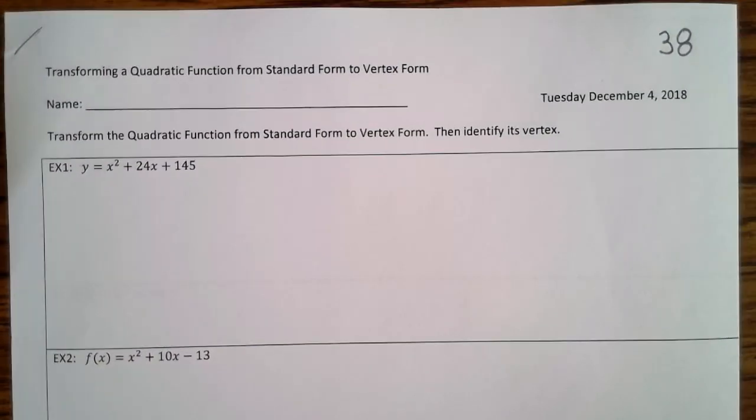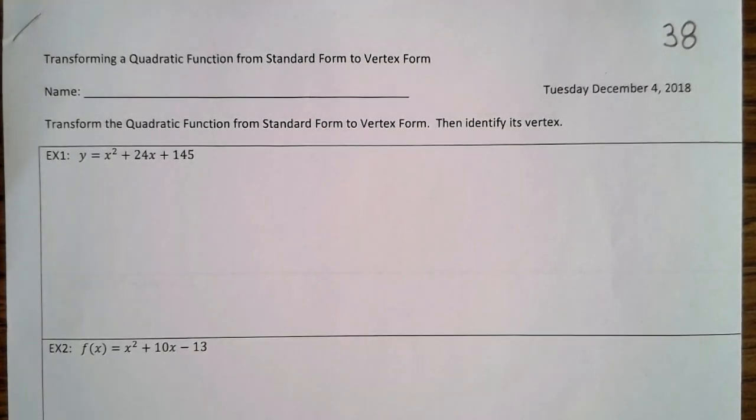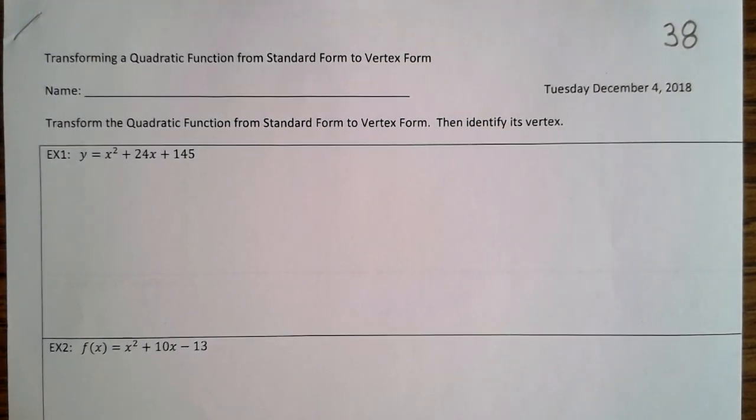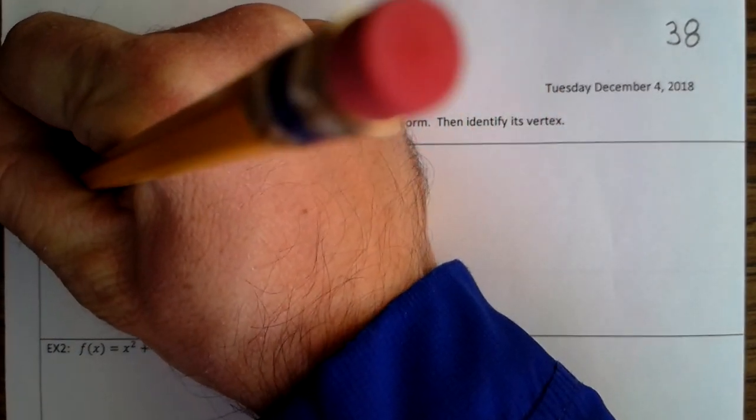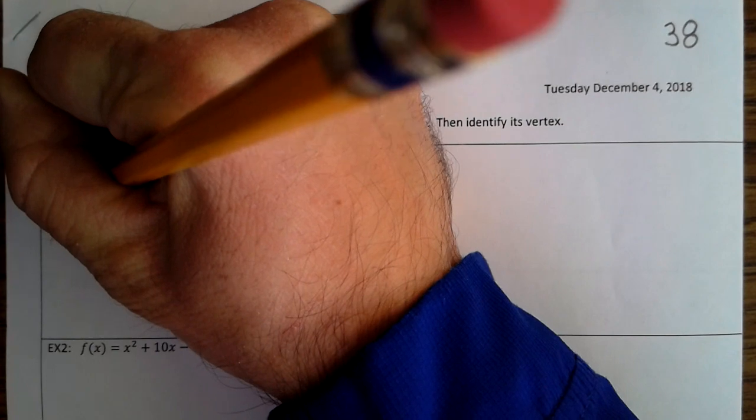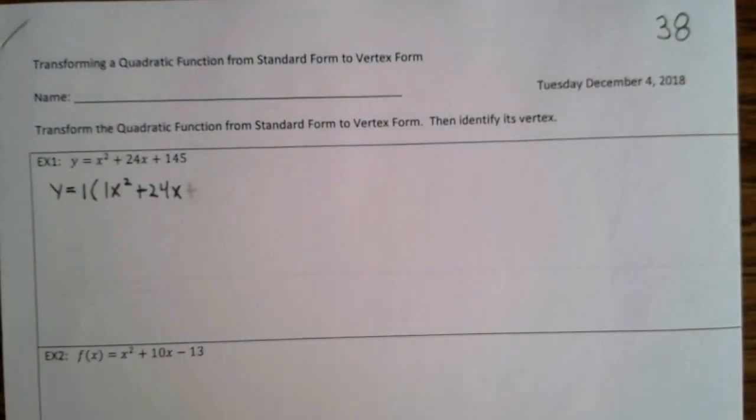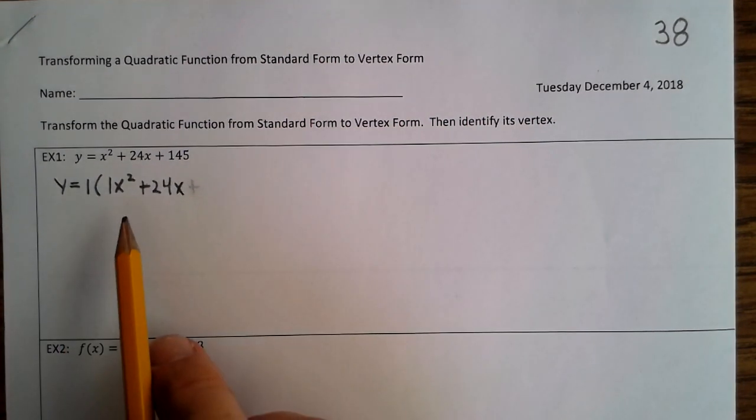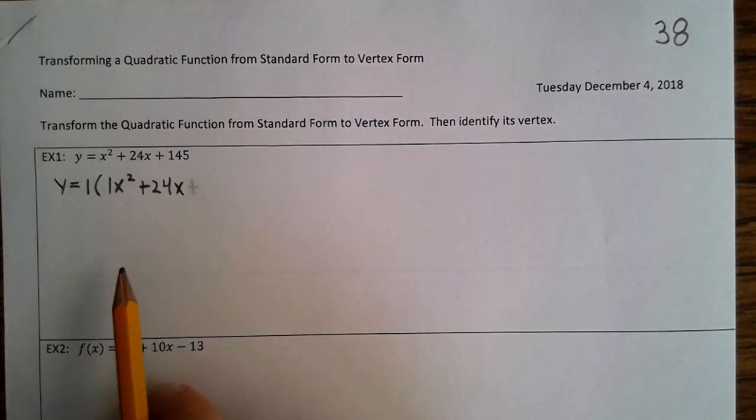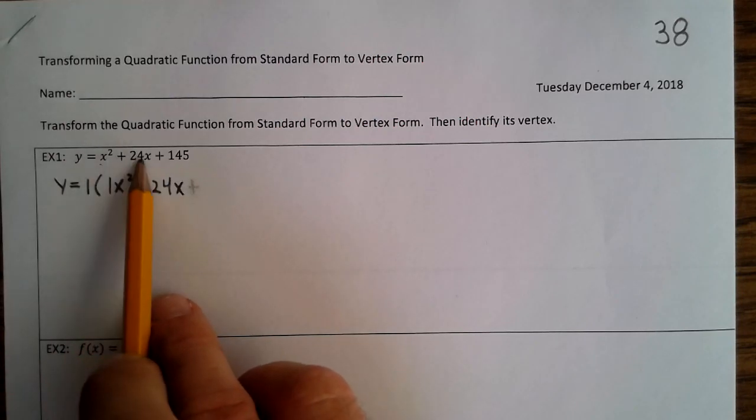Let's take a look at the examples. All right, example 1. Transform the quadratic function from standard form to vertex form. Identify its vertex. All right, so step 1, it says factor so the coefficient of x squared is 1. So that's y equals 1, and then when you factor a 1 out from everything, it's still just that. Now it says set up to complete the square. So you only want to factor from the first two terms in this case.